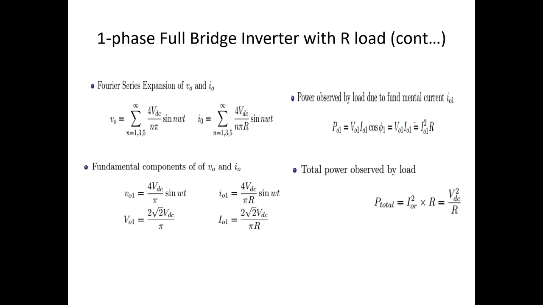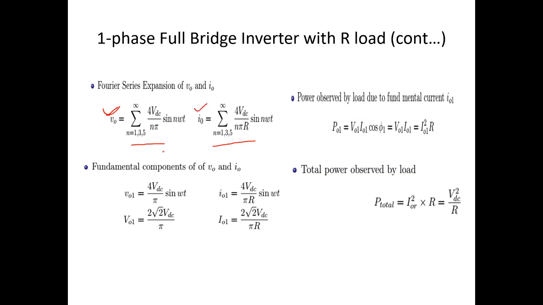Next, if you want to find out the power delivered to the load due to each component, that is also possible. In order to do so, you have to find out the Fourier series expression for V0 and I0, the output voltage and output current. I hope you can do this. For a simple rectangular wave, you can find the Fourier series very easily. So this is the Fourier series for the output voltage and output current.